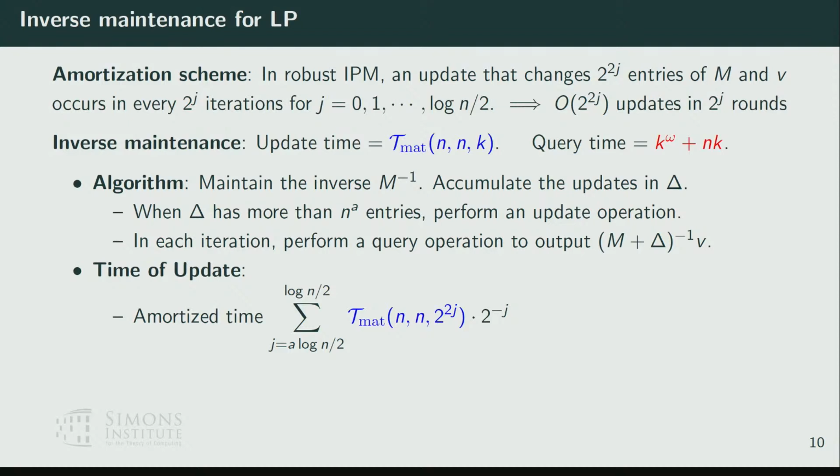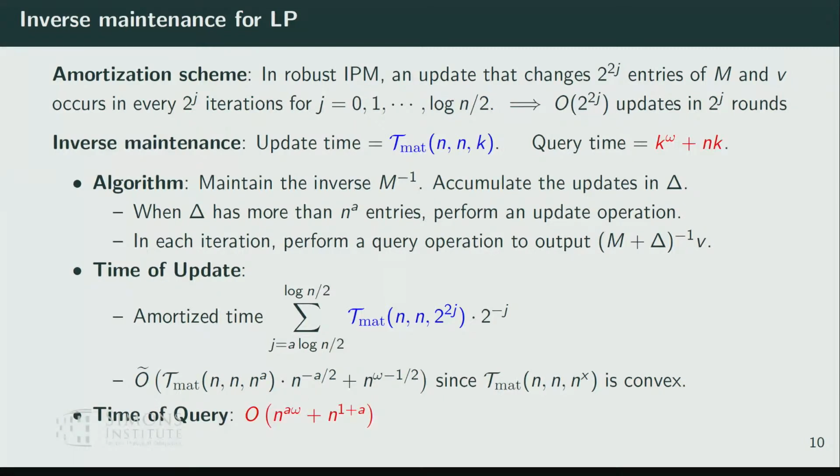And then we can amortize this over 2 to the j, because it happens every 2 to the j iterations. There's this property that this function is a convex function, so we only need to sum the two terms on the two ends. The smallest term is when j equals a log n over 2, and this is T_mat(n, n^a, n), which we amortize over n to the a over 2 iterations. For the other end, this term is n, so it's T_mat(n), that's n to the omega, and we amortize that over root n iterations. So this is the amortized cost of update.